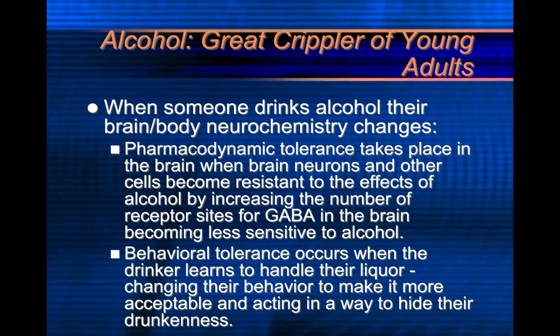Pharmacodynamic tolerance takes place in the brain when brain neurons and other cells become resistant to the effects of alcohol by increasing the number of receptor sites for GABA in the brain, becoming less sensitive to alcohol. Behavioral tolerance occurs when the drinker learns to handle their liquor, changing their behavior to make it more acceptable and acting in a way to hide their drunkenness.